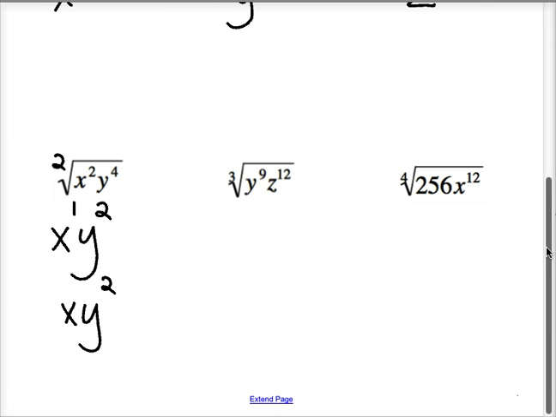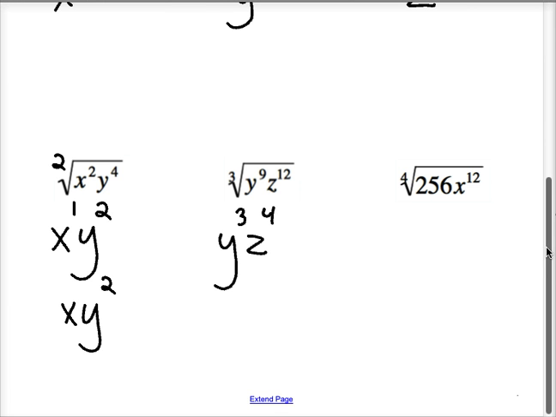Same thing in our next example. How many times can 3 go into 9? Well, 3 goes into 9 3 times, so that becomes a y to the 3 outside the radical. 3 goes into 12 4 times, so that becomes a z to the 4 outside of the radical.